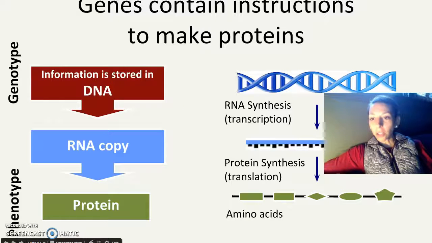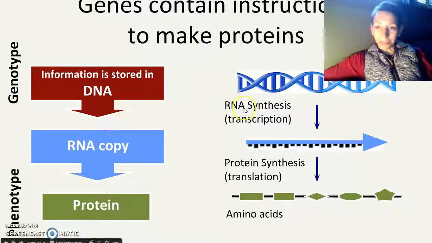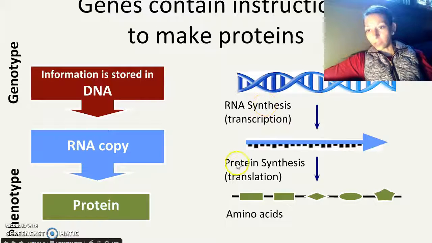Now, we've talked about genetics a little bit already, and we know that genes contain instructions to make proteins. So, the simplified version of this is that we start with our genotype, or the information that's stored in the DNA. There's an RNA copy of it made, and then that produces a protein, which will then translate into our phenotype. We'll go over this in much more detail when we get to actually protein synthesis.